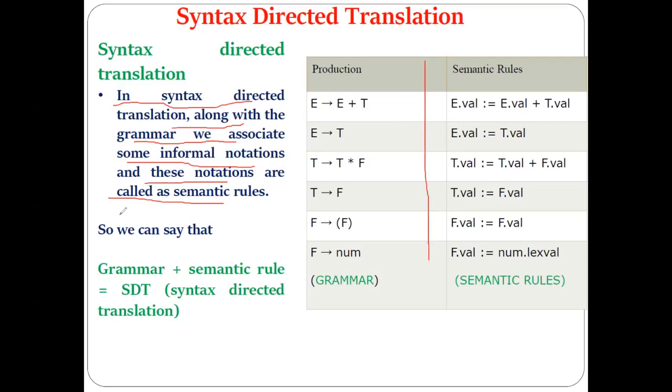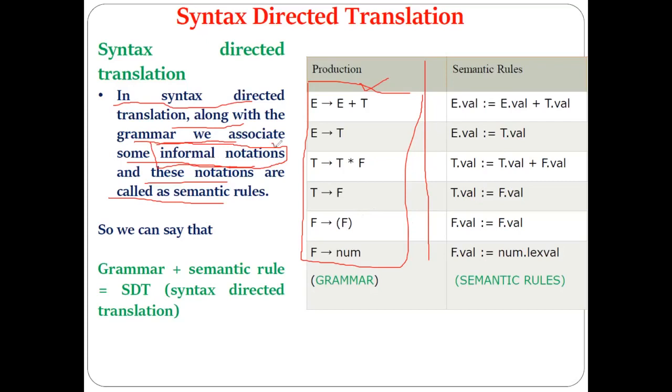So here you can see the detailed definition of syntax directed translation. Along with the grammar, we associate some informal notation. This is your original grammar. We try to clear this definition using this example. To this grammar, we are going to associate some informal notation, which means we are going to associate some extra attributes, some extra information. And after attaching that information, we get the new grammar.